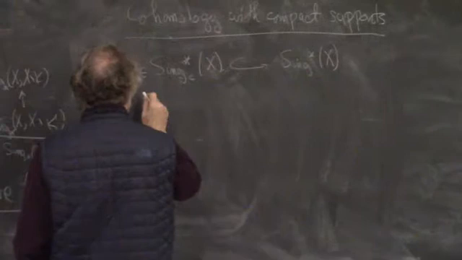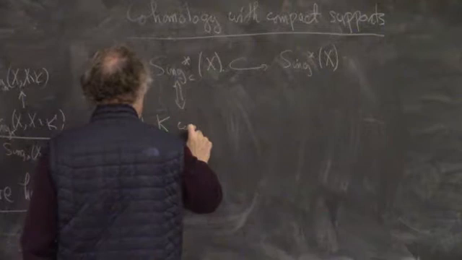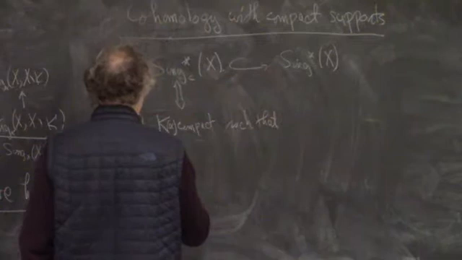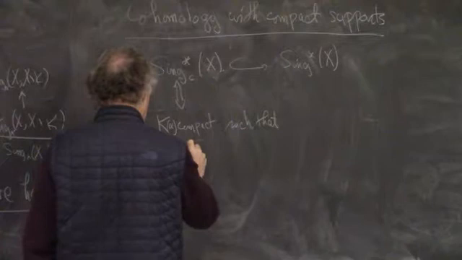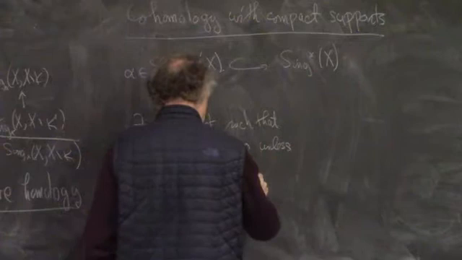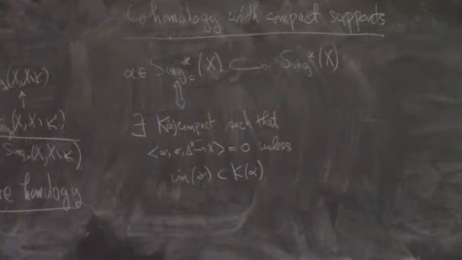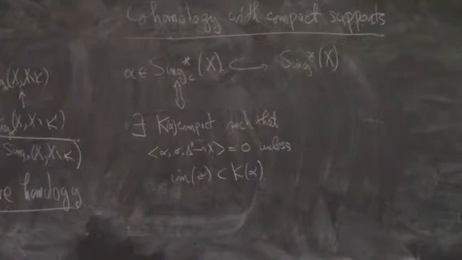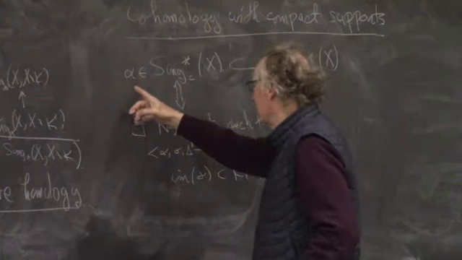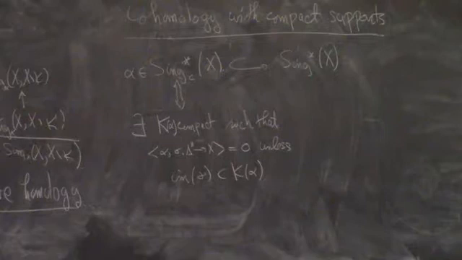if and only if there exists a compact set, of alpha, taking an alpha, such that alpha evaluated on a singular simplex sigma is zero unless the image of sigma is contained in the compact set. So there has to be a compact set so that the only singular simplices on which this cochain evaluates non-trivially are those whose image lies in that compact set. And of course the compact set can vary as you vary the alpha. There's not one fixed compact set.